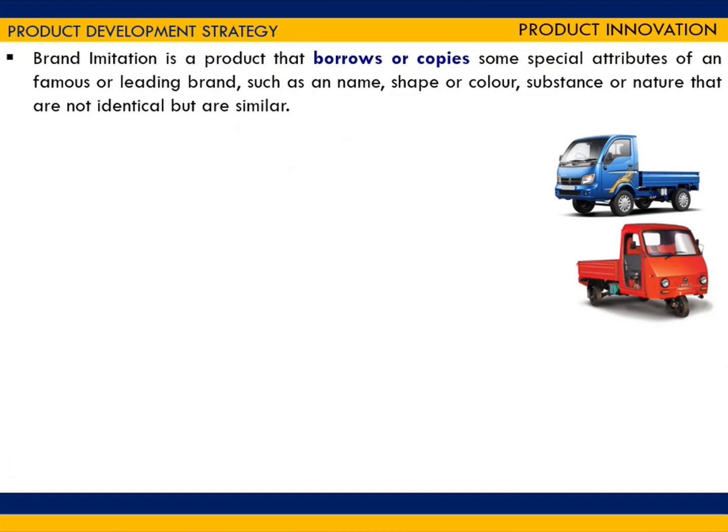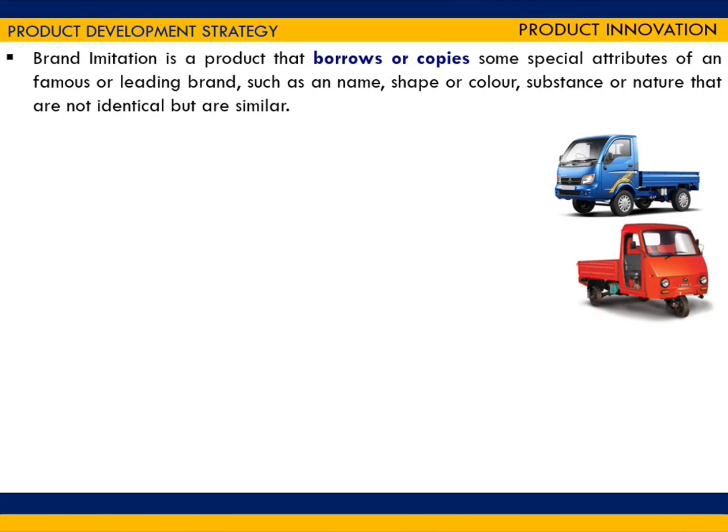Strategy number two is imitation. So what happens in imitation? Brand imitation is a product that borrows or copies some special attributes of a famous or a leading brand, such as name, shape, color, substance, or nature, that are not identical but similar. On the right, you see that example. I'll come to that later.